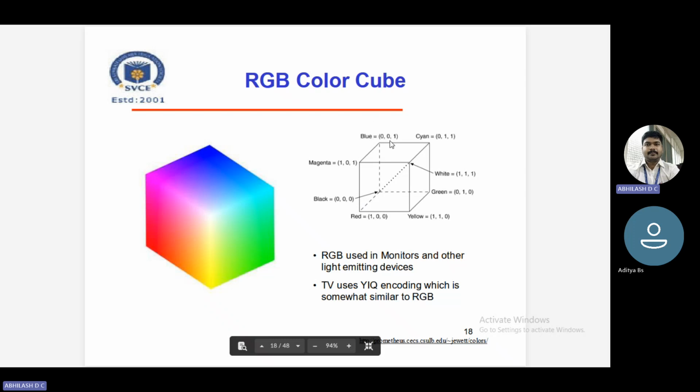On the other side, we have the blue color, that is 0, 0, 1, right? So as you can see in the white color, all are 1, okay? On the other side, all the values are 0. So the black color will be there. In this particular three-dimension image, you're not able to see the black color, but it is there on the other side. So RGB used in monitors and other light emitting devices uses this color cube model, right? Some encoding will actually be used, but we are not interested in that, we are interested in the RGB. So this is the explanation of the RGB color cube.